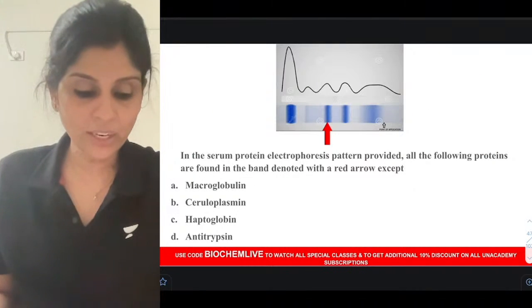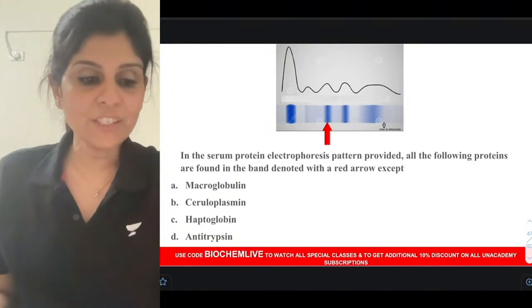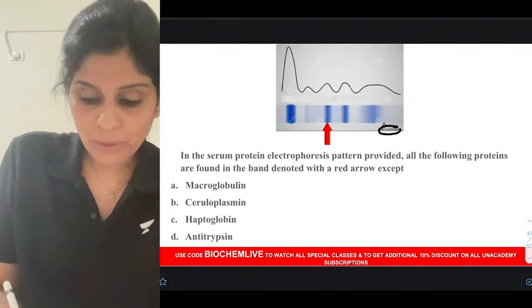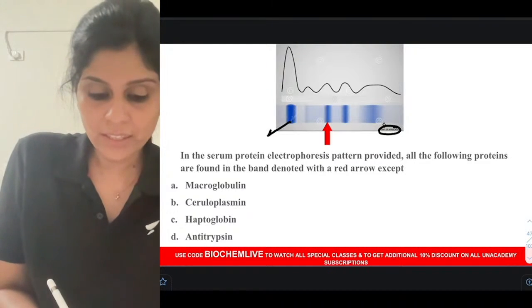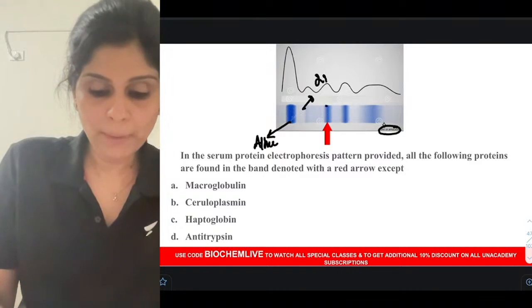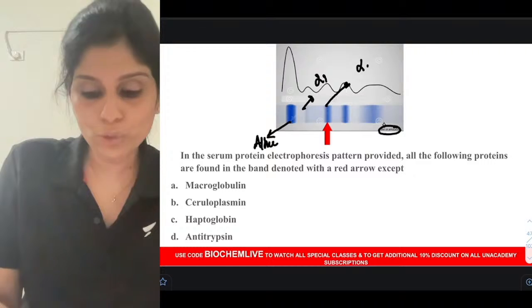Okay. So now can you answer this question? First, try to find out which band they have marked here. So this is the point of application. The band that is farthest is the albumin band. And then it is alpha 1. So the band that is marked here is alpha 2.